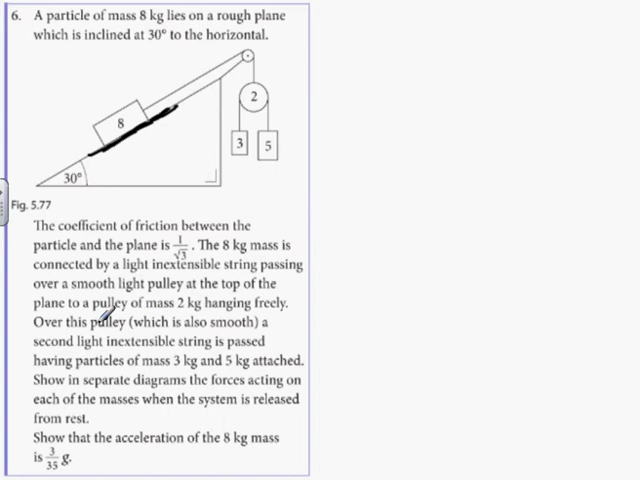Over this pulley, which is also smooth, a second light inextensible string is placed having a mass of 3 kilograms and 5 kilograms attached. Show in separate diagrams the forces acting on each of these masses when the system is released from rest. Show that the acceleration of the 8 kilogram mass is 3 over 35 g.